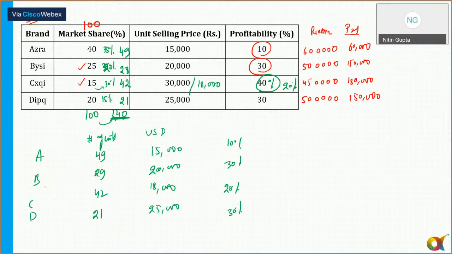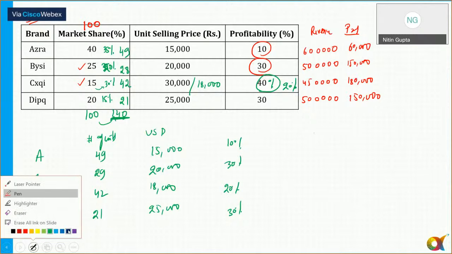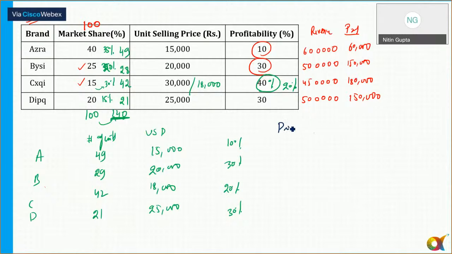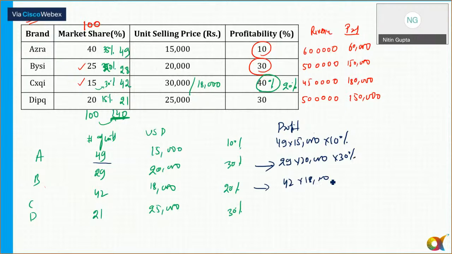So now we can find out the revenue in the year 2007 and the profitability, or profit basically. So what is this equal to? Total revenue is 49 into 15,000 and 10%. This is the profit. Similarly, for company B, that is equal to 28 into 20,000 into 30%. That will come out to be here. Similarly, for company C, that is equal to 42 into 18,000 into 20%. That will be the profit. And for company D, that is 25,000. All the values here.